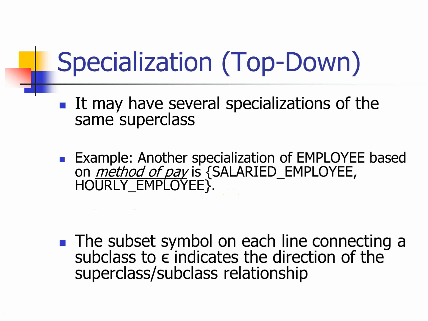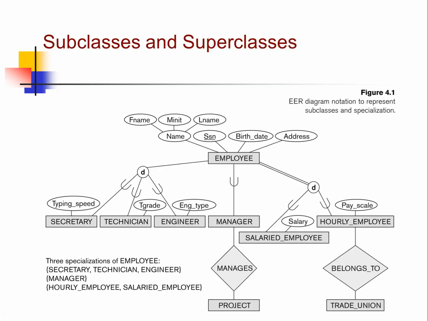The subset symbol on each line connecting a subclass uses the fork symbol, indicating the direction of the superclass and subclass. The open end of the fork symbol indicates the superclass, and the other direction specifies the subclass. So we have seen these figures many times. You should have a very good understanding of this already.